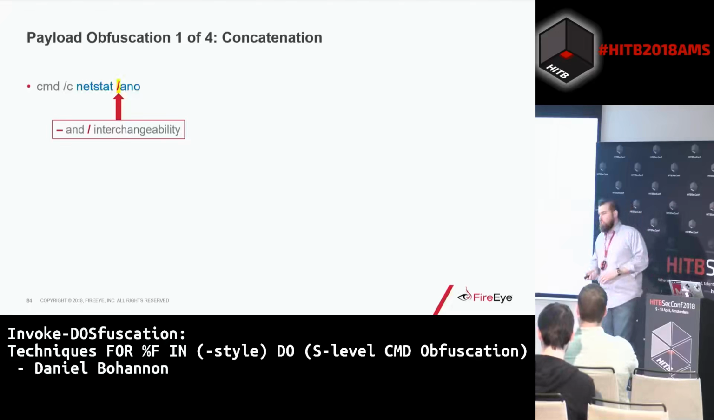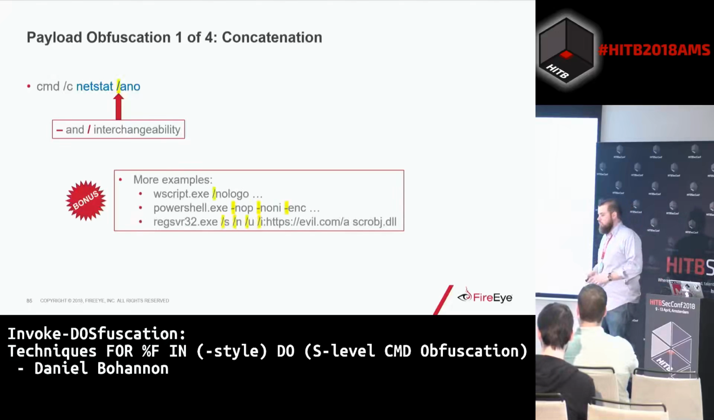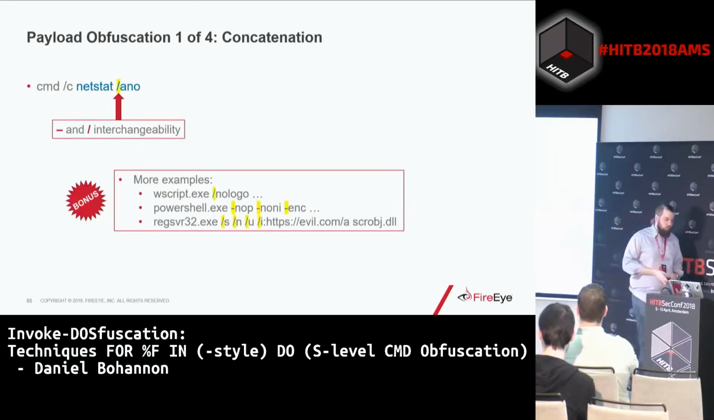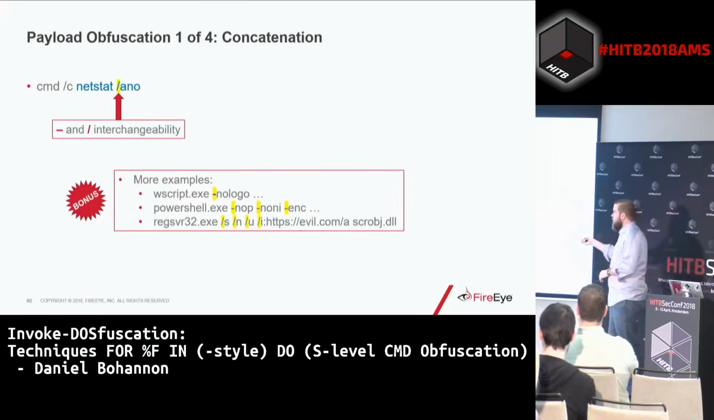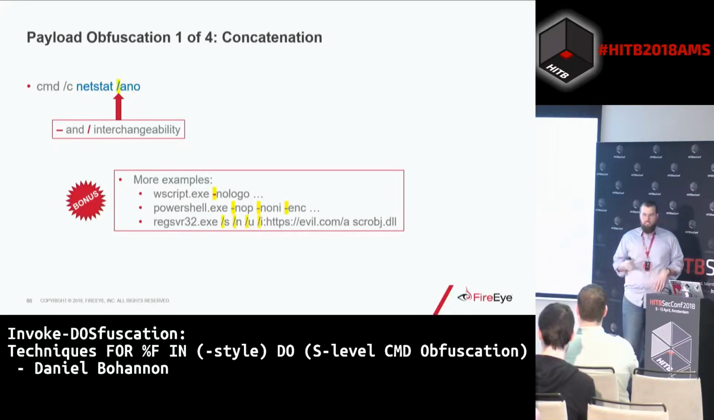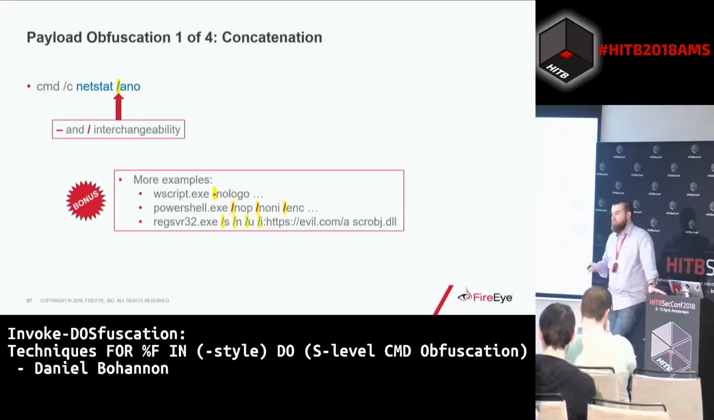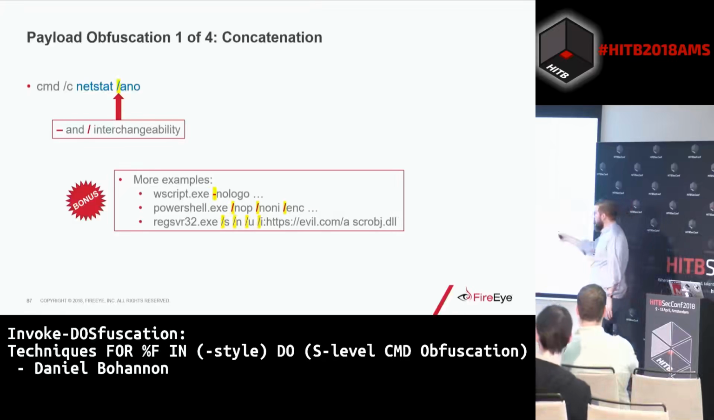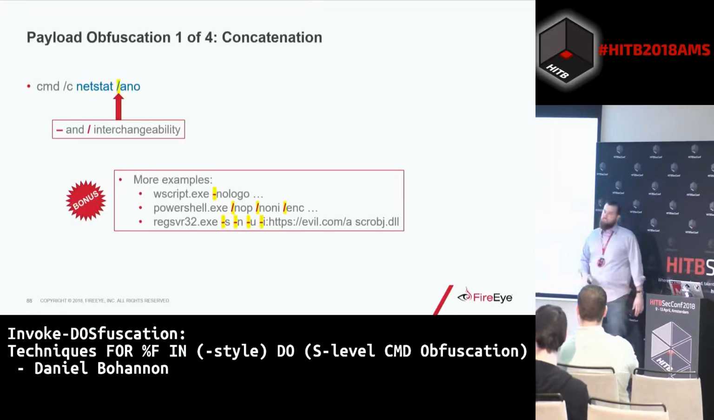Now, this actually might burn a lot of detections because, kind of as a side bonus, anywhere where you see a dash or a /, there's a good chance that they're interchangeable. So if you're writing detections based on wscript /nologo, you can use a dash instead. Or if you have PowerShell detections that are looking for a dash encoded command, you can use /encodedcommand. Same with regsvr32. A lot of detections are written looking for /i http, but you can use a dash instead.